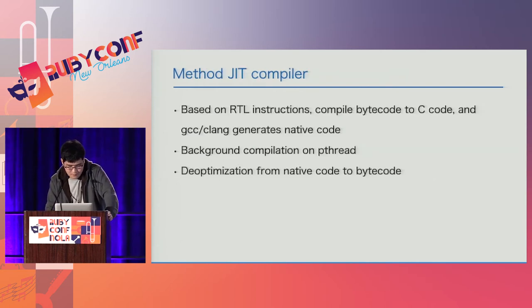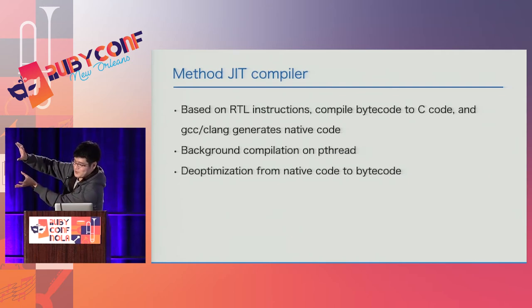And in the background, the method JIT, the difference between LLRB and MJIT is that it's compiled in a background thread with pre-thread. It's currently not portable to Windows, but the important thing is that it's compiled asynchronously. So it's good performance. And it also has de-optimization. Probably you may not know, but during the intermediate states of JIT code, it can fall back to bytecode by restoring the state of the original VM states.